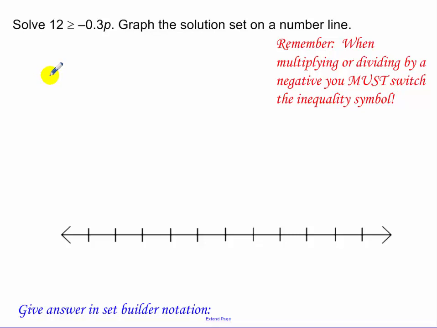Okay, solving this equation, and I have a little reminder here. When we multiply or divide by a negative, we must switch the inequality symbol. Now, I'm going to do this one all without a calculator. Remember, that decimal as a fraction is negative 3/10 p. Now, I'm going to multiply by the reciprocal. So I'm going to multiply both sides by negative 10/3.